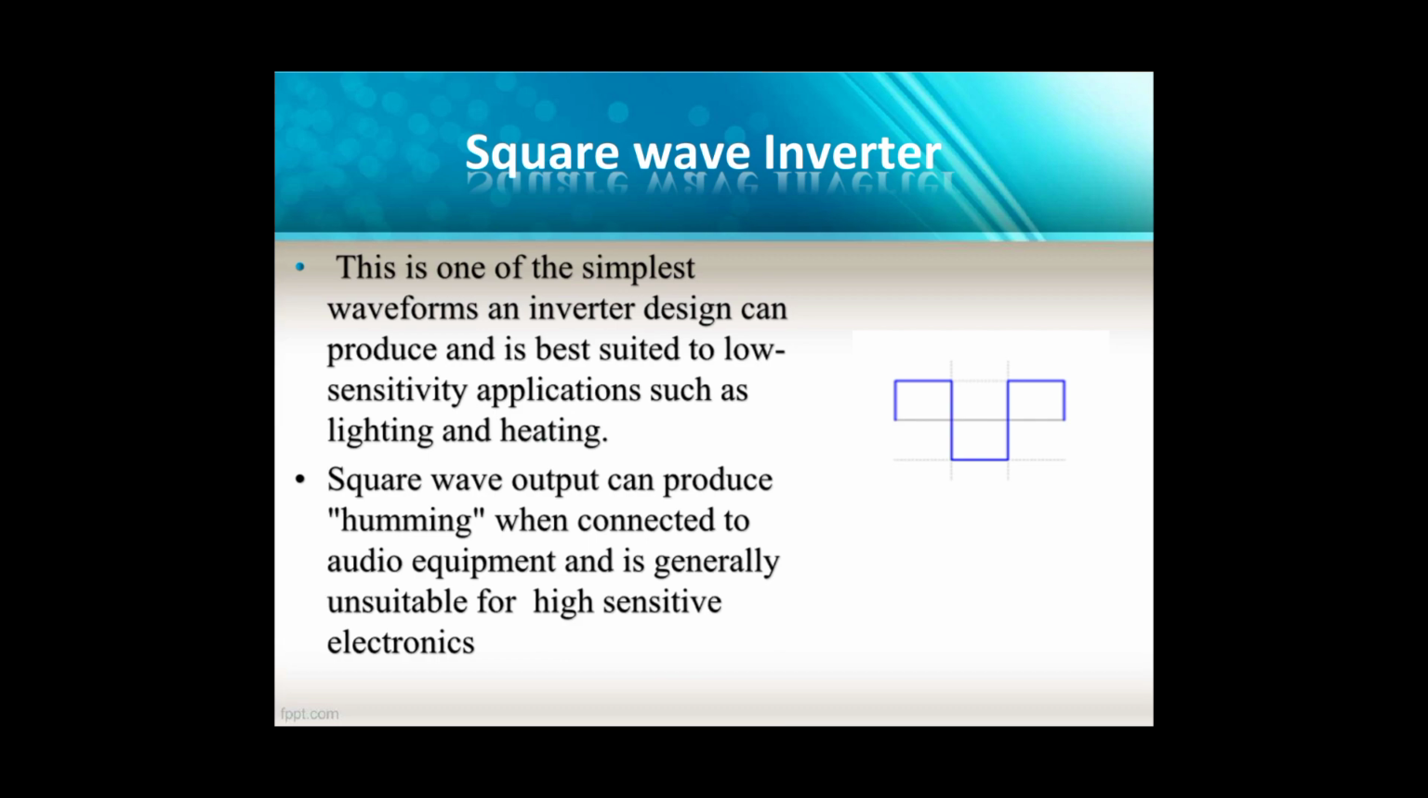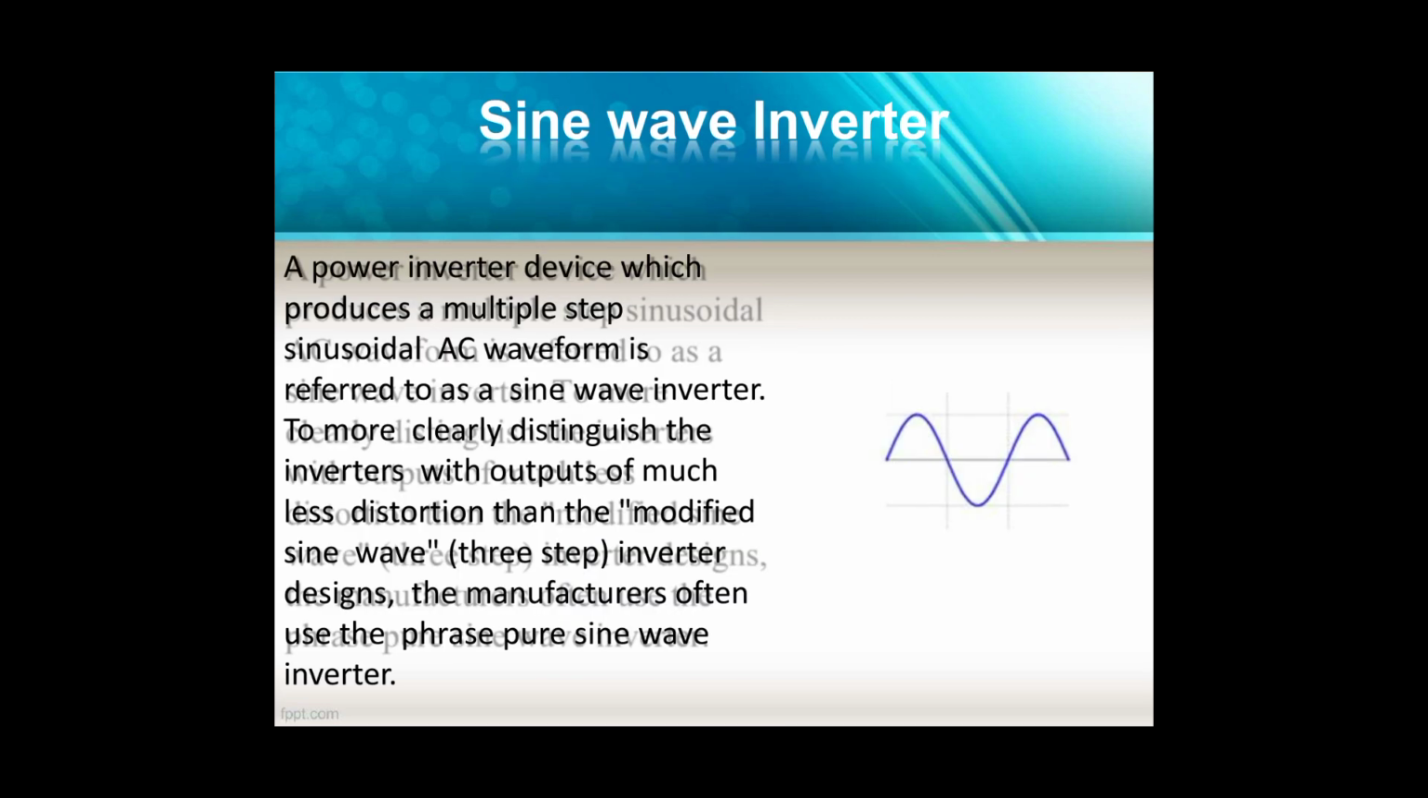Square wave inverter. It is a simple waveform which is used in low sensitivity applications like lighting and heating. Sine wave inverter. A power inverter which produces a sinusoidal waveform is called a sine wave inverter.